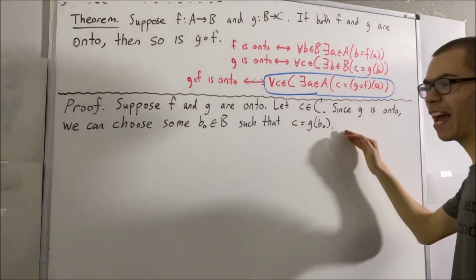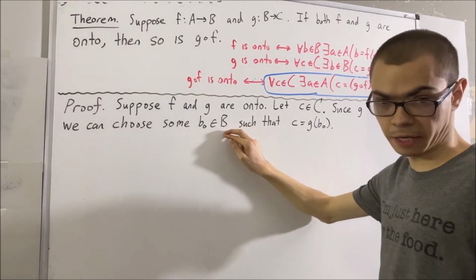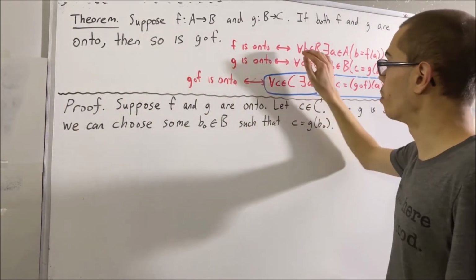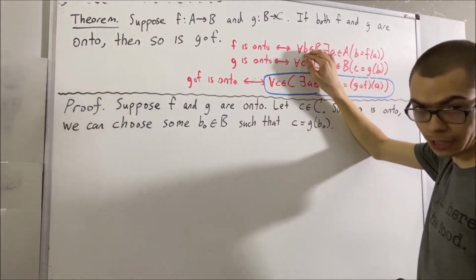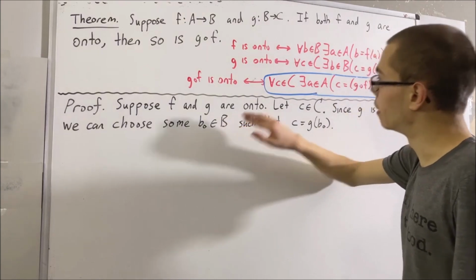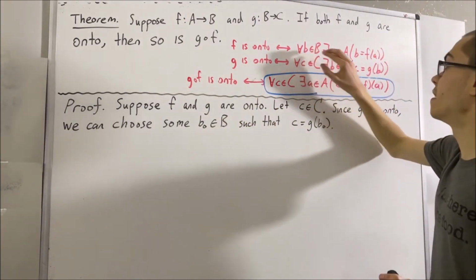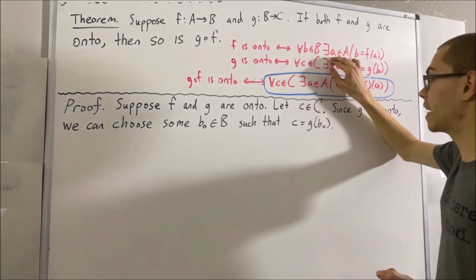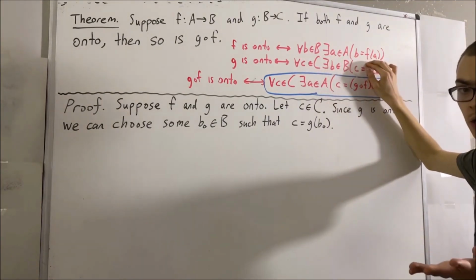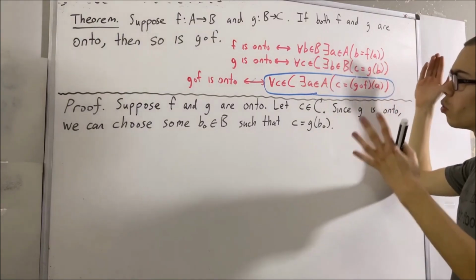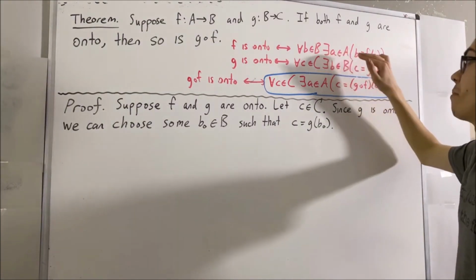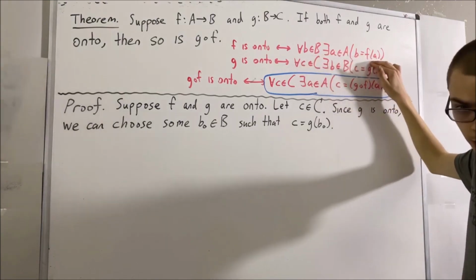Okay, so now we have b naught is an element of B. But in the definition of f is onto, we see a statement that holds for every element in B. Because b naught is an element of B, it follows that there is some element a in A such that b naught equals f of a. So we can choose some element, say a naught in A, such that b naught equals f of a naught.